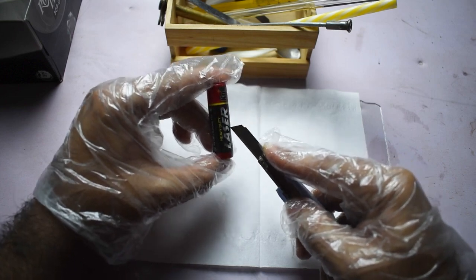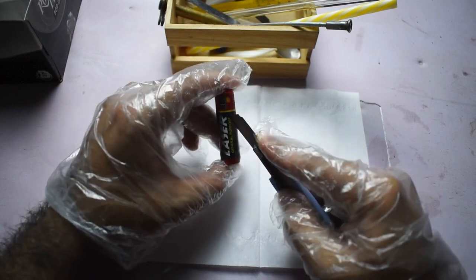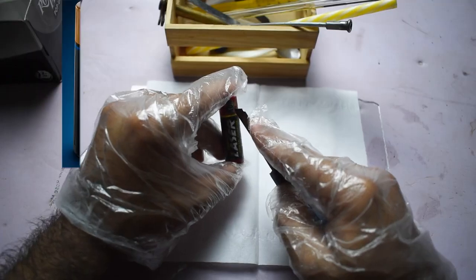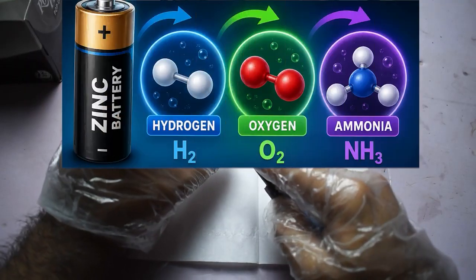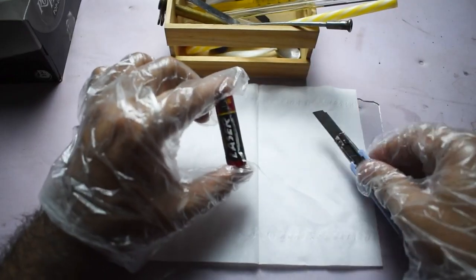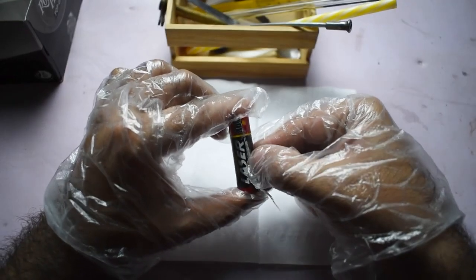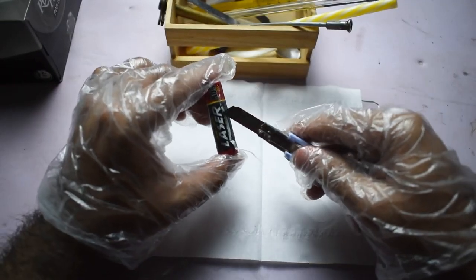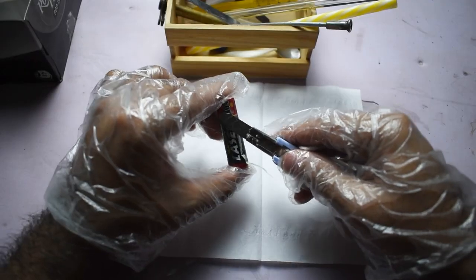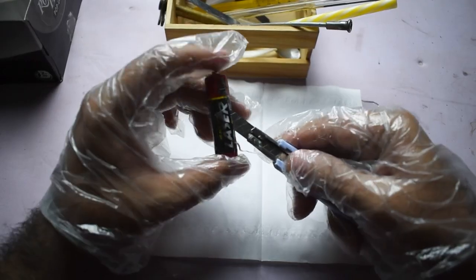Did you know that the chemicals inside an ordinary zinc-carbon battery can be used to produce three different gases: hydrogen, oxygen, and ammonia? In this experiment, we'll perform a practical chemical analysis of a used zinc-carbon cell and generate each of these gases to verify their identities.